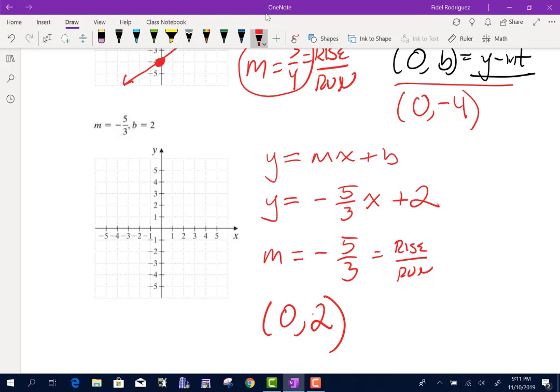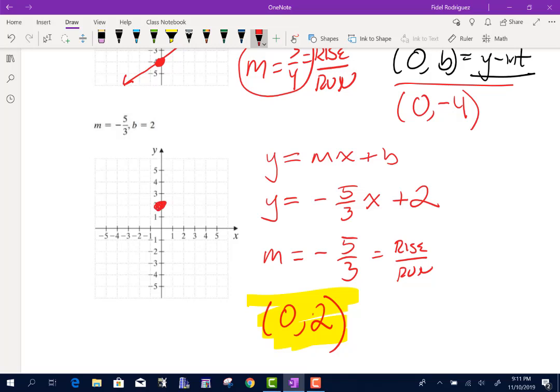Okay. So guys, oops, sorry. I thought I got my highlighter, but I didn't. Okay, here we go. This is always the first point we're going to plot. We're always going to do the y-intercept first. So 0, positive 2, stay in the middle, go up to 2.